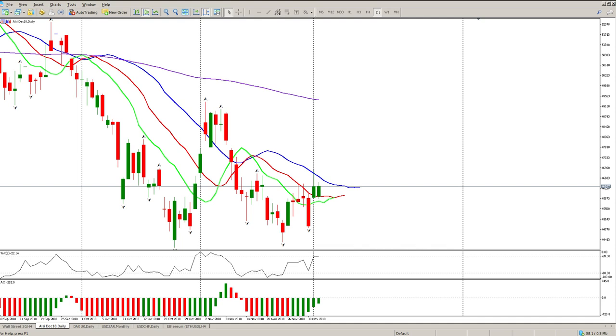Okay, now looking at the daily, this is two green bars in a row bouncing off the teeth, and that is a fairly significant level. And I've said this for the last couple of days. This is starting to look like a bottoming pattern.